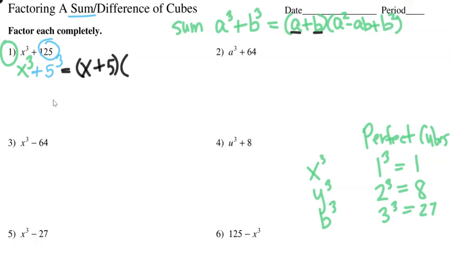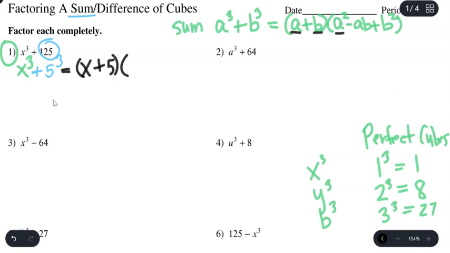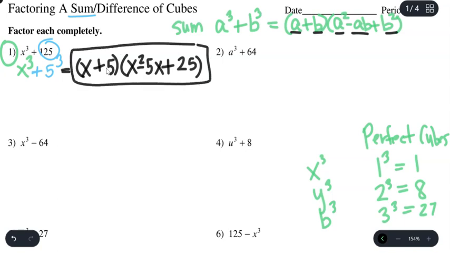The second factor is going to be the first cube root squared. So what is x squared? Well, it's x squared. The last piece is going to be the second cube root squared, b squared. So in this case, b is 5. So 5 squared is actually 25. And that's addition. And the center term is actually going to be the product of your two cube roots. So 5 times x, which is just 5x. And you're done. You've just applied the sum of cubes property.